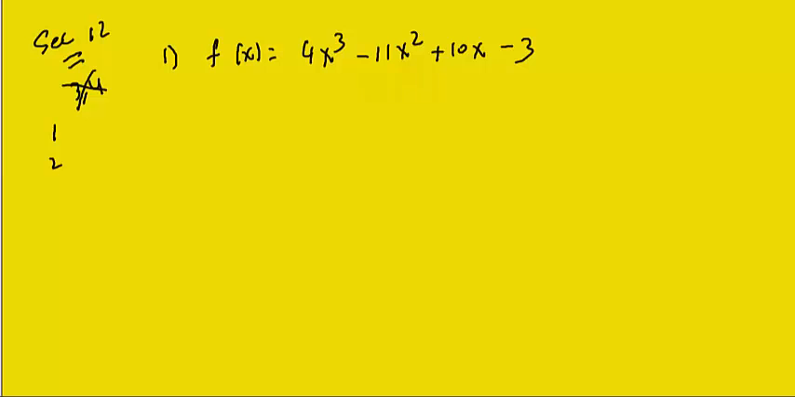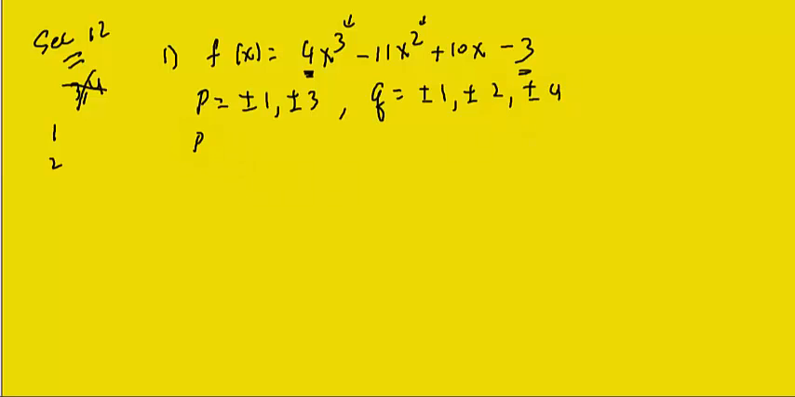That means when you can't factor, when the highest power is 2, you can use the quadratic formula. When the highest power is 3 or bigger, you have to go p over q's. So p's are factors of that number, which is plus or minus 1 and plus or minus 3, and q's are factors of the leading coefficient, which is plus or minus 1, plus or minus 2, plus or minus 4. Of course, p over q's.